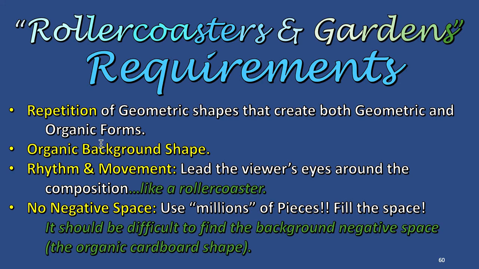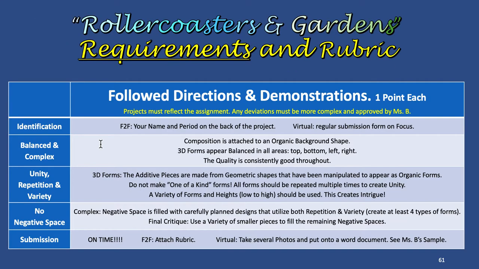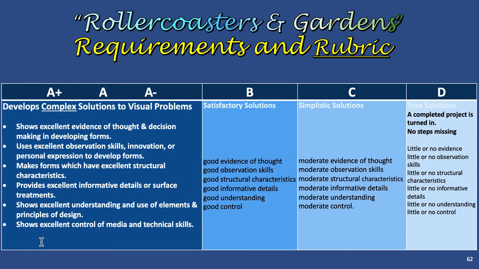The project should incorporate repetition, an organic background shape, rhythm and movement, and there should not be any negative space on the project itself. We have our rubric, which we'll look at closer later. Of course, identification, balanced and complex, unity, repetition, variety, no negative space on the project itself, and submitting on time. And the county rubric here always develops complex solutions to visual problems. If you want an A, it's got to be a complex solution.